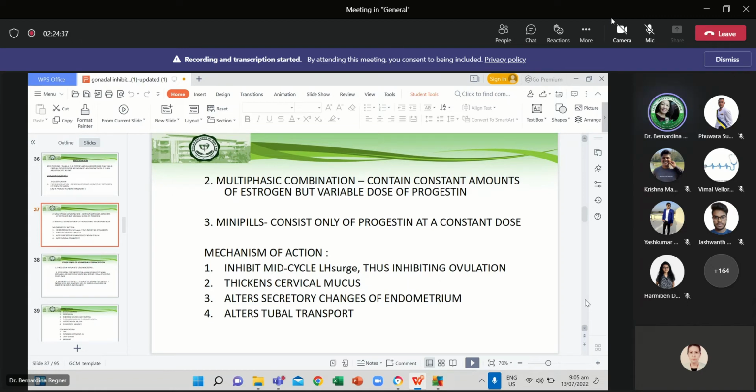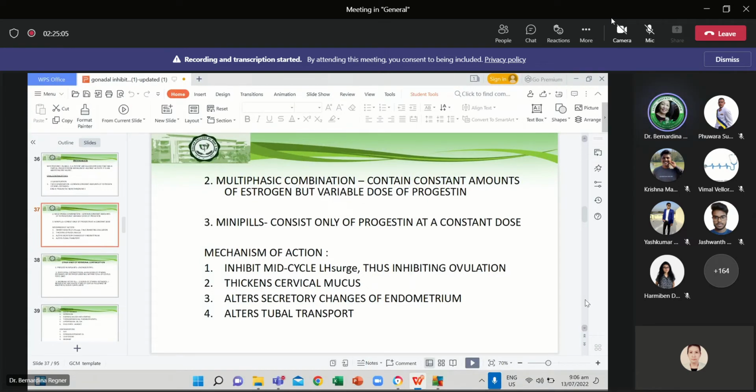Then number 2, it will thicken cervical mucus. It will thicken cervical mucus, making it inappropriate for implantation of a fertilized ovum. Number 3, alters secretory changes of the endometrium, alters tubal transport.